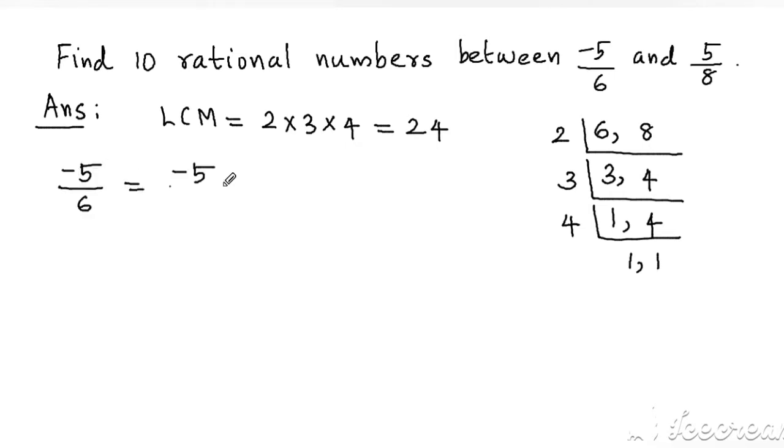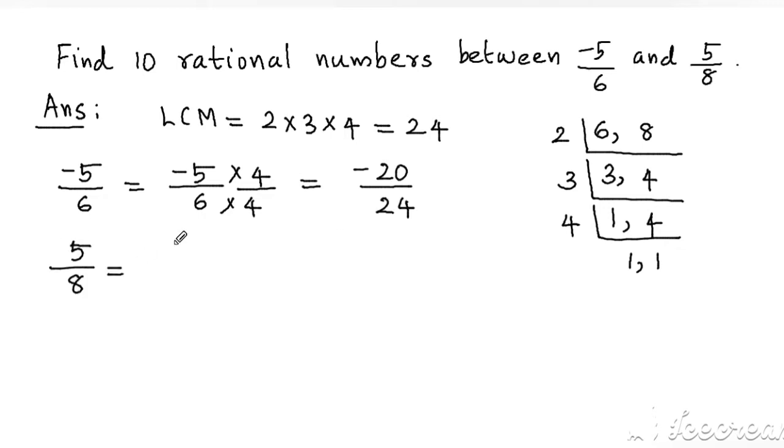So we have to write the given rational numbers with the denominator 24. Negative 5 by 6, multiply the numerator and denominator by 4. So we will get the denominator as 24. That is equal to negative 20 by 24. Then write 5 by 8 with denominator 24. We know that 8 multiplied by 3 is 24, so multiply the numerator and denominator by 3. You will obtain 15 by 24.